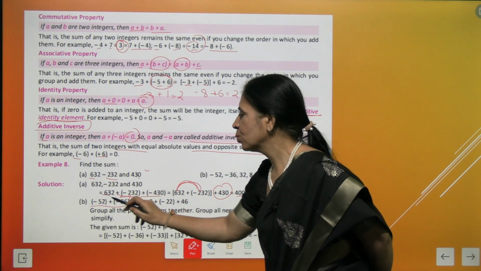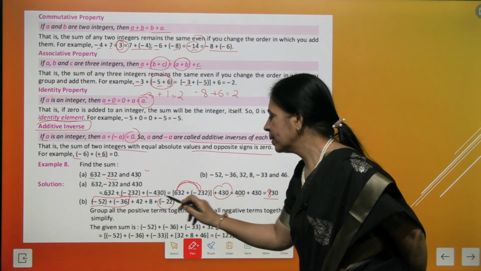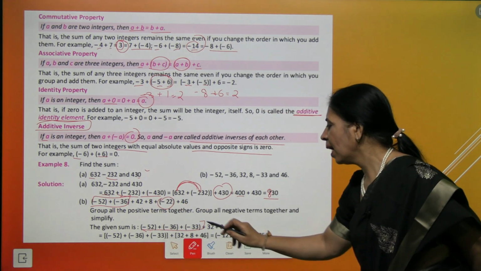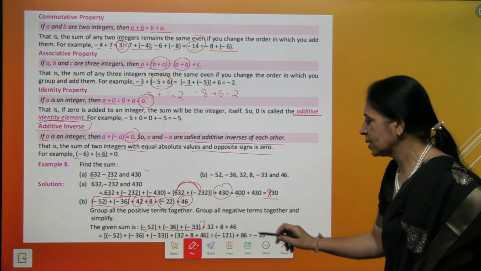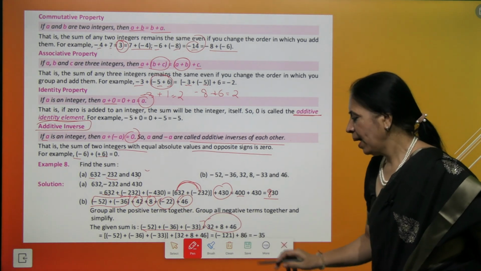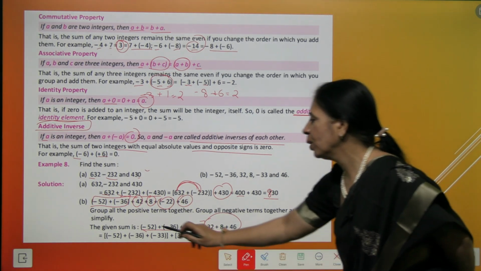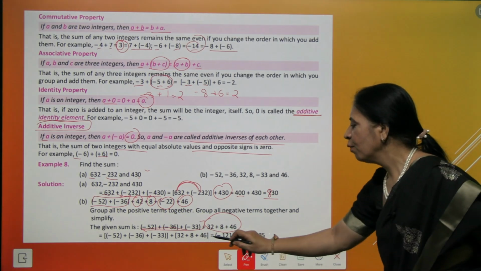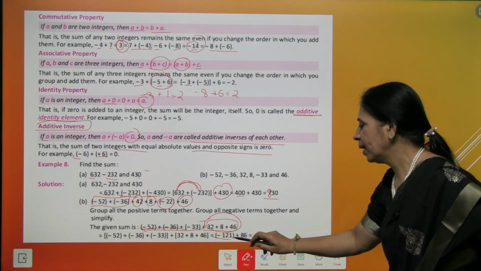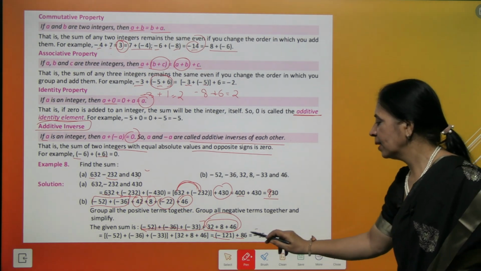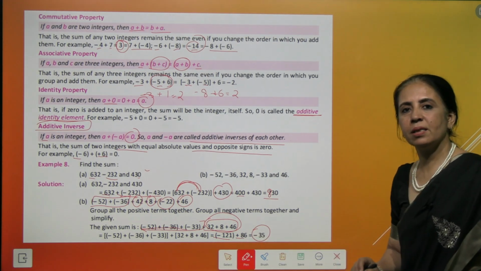Here we are going to regroup. जो नेगेटिव नंबर्स हैं हमने उनको एक साथ लिया और जो पॉजिटिव नंबर्स हैं 42, 8 and 46 हमने उनको एक साथ लिया. एंड फाइनली इन तीनों नेगेटिव नंबर्स को ऐड किया, वी गेट -121 एंड इन तीनों पॉजिटिव नंबर्स को ऐड किया, वी गेट +96 एंड द आंसर बिकम्स -35.